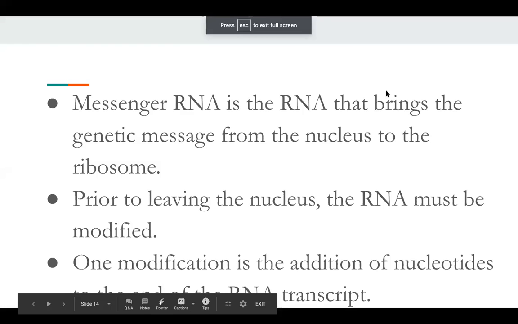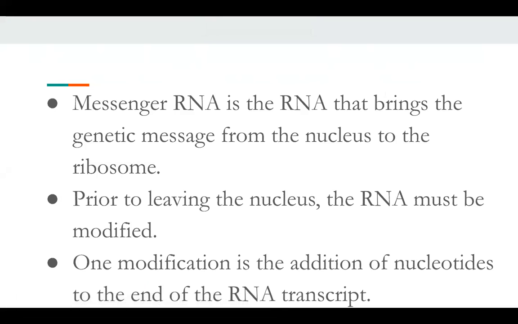Okay, so messenger RNA is going to be bringing the message from the DNA in the nucleus to the ribosome. So that's the go-between. So the DNA makes messenger RNA. The messenger RNA is modified, and then it leaves the nucleus to go to the ribosome. So we're going to talk about the modification piece next.